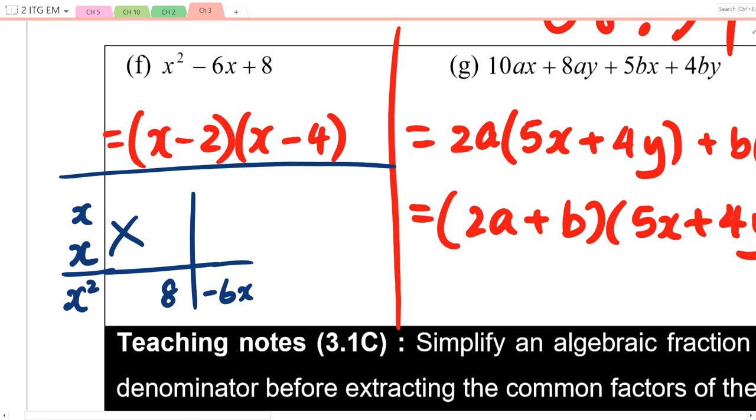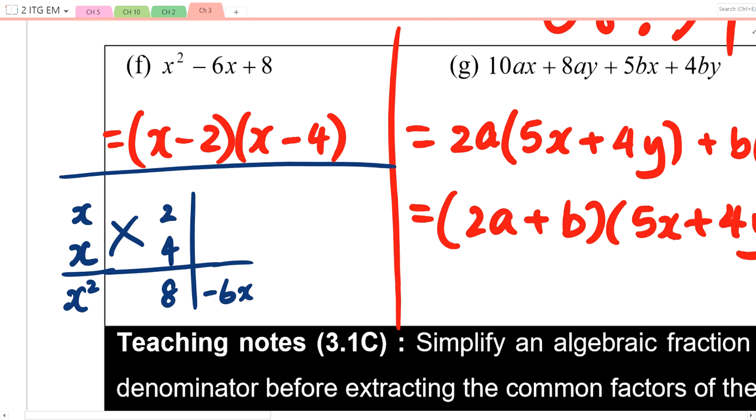On the other side, in order to get 8, I can choose to use 1 and 8. I can choose 2 and 4. But using some quick mental sums, I know that 1 and 8 will not result in a 6x. It has to be 2 and 4 because 2 plus 4 can be equal to 6. So let's just put a 2 and a 4.